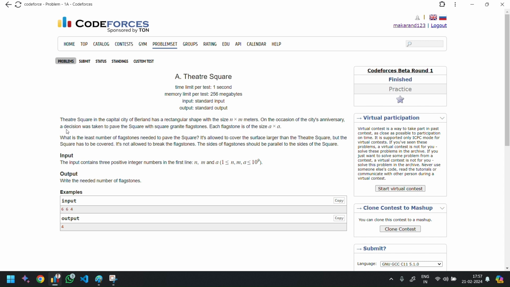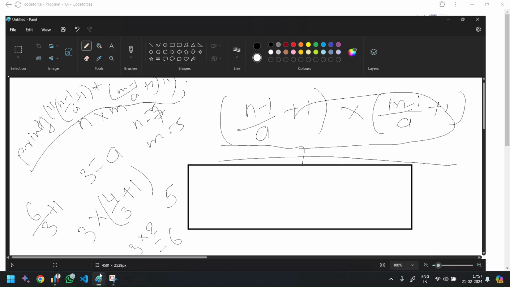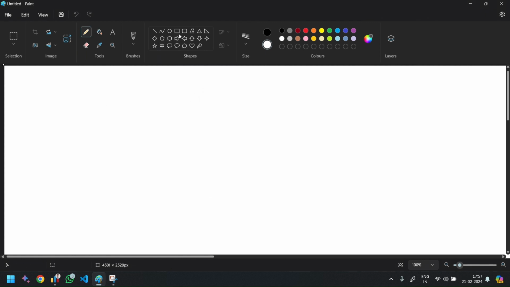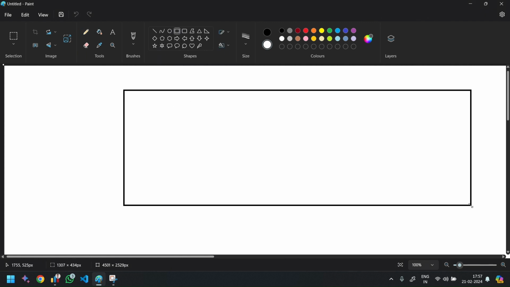So first let's see the logic. There is no logic, I think, just a few basic maths. Let's see. First let's take an example, a rectangle of vertical length 3 and horizontal length 4, and we have our flagstone, with which we need to cover this whole rectangle. Let's take an easier one, a square of side 1 and 1.